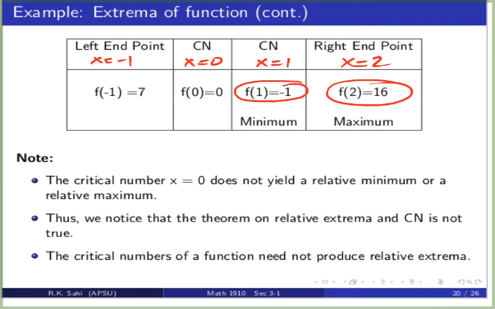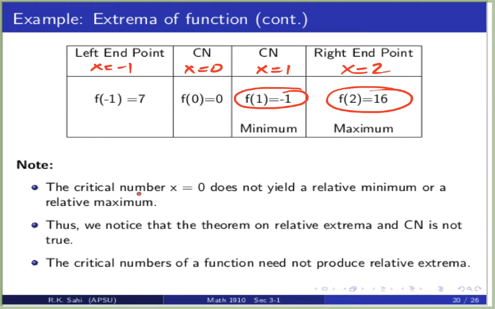Okay. Notice that the critical number x equal to 0 does not give a relative minima or maxima. And remember what we just talked about, that if you have a relative maxima or minima, the points where you have them are critical numbers. But if I find the critical numbers, not every one of them can be a relative maxima or minima. And this is a classic example. Now, these critical numbers, as I said, need not produce the relative extrema. So that's one example. Now let's start with another example.